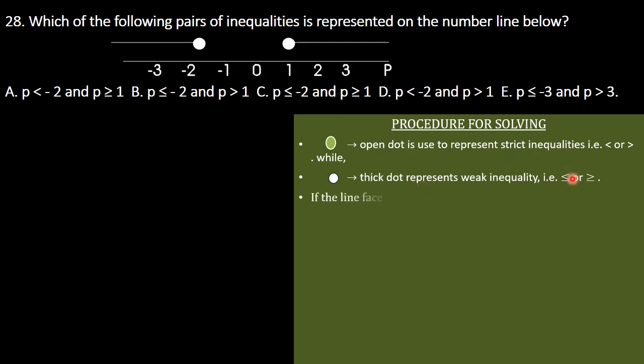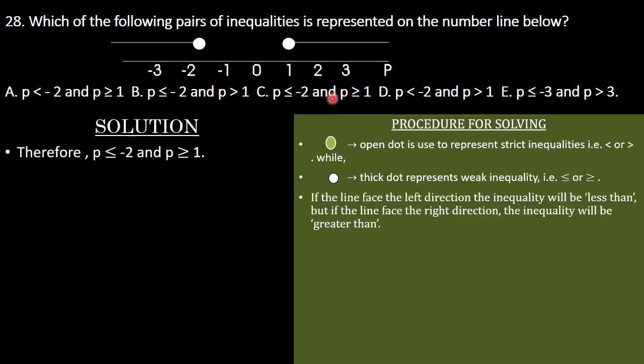Let's check the solution. If the line is facing right hand direction, that means inequality is greater than, but if it is facing the left direction, it's less than. Don't forget that the dot here is a thick dot. The other dot here is a thick dot as well. Therefore, we are going to have less than or equal to here because it is thick and it faces the left hand side. Here it is thick and it faces the right hand side. Therefore, we are going to say P is less than or equal to minus 2.